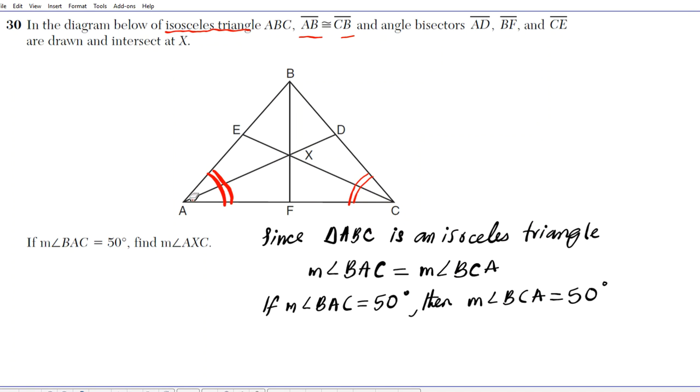So what's going to happen is that AD is going to bisect this 50 degrees into two equal parts, and EC will bisect this angle into two equal parts. So we'll basically have 25 degrees on the top, 25 degrees on the bottom, 25 degrees here, and 25 degrees here. Okay, so basically we have the measure of angle BAD is equal to the measure of angle DAC, and that's equal to 25 degrees.